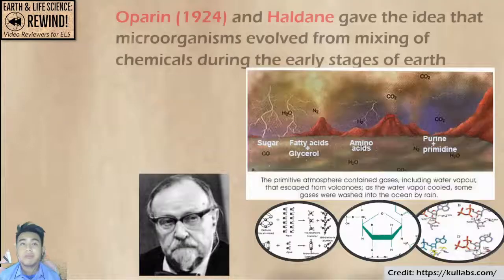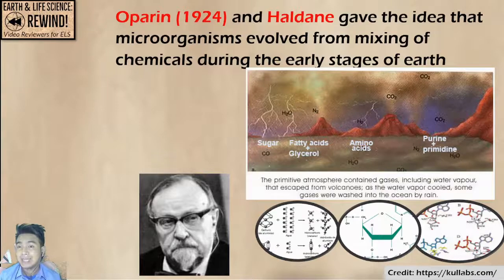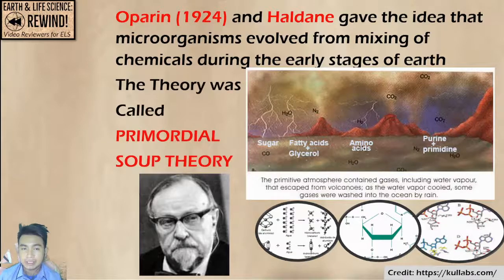Let us find out. Biochemists Oparin and Haldane gave the idea in 1924 that microorganisms evolved from the mixing of chemicals during the early stages of Earth. They called this theory the Primordial Soup theory. So it was kind of groundbreaking. Imagine that the spontaneous generation theory has been disproved, but a group of scientists tried to propose it again, in another twist. It was chemicals, to be specific.